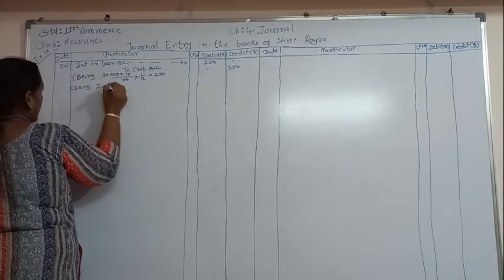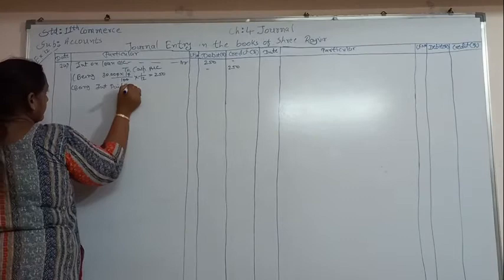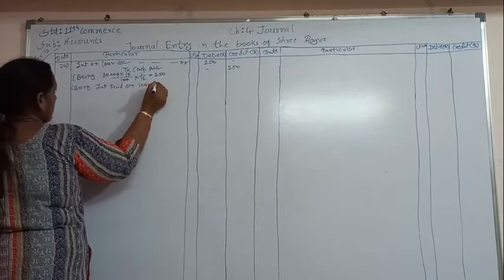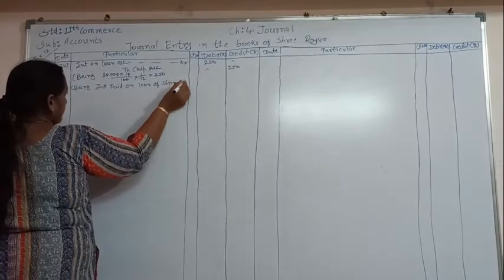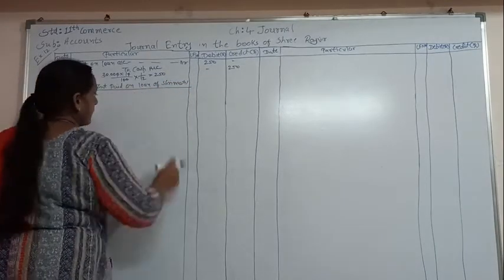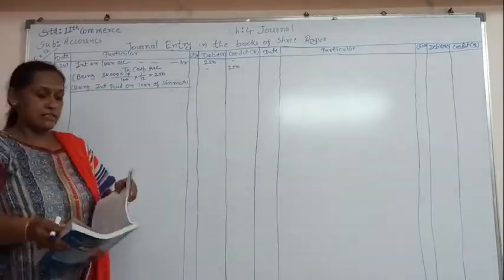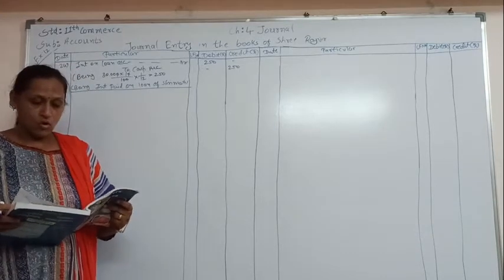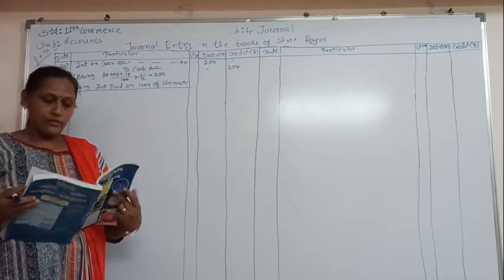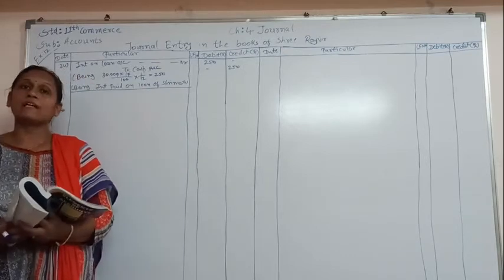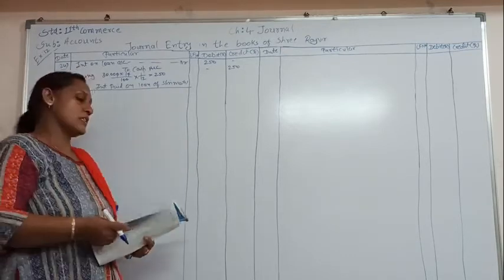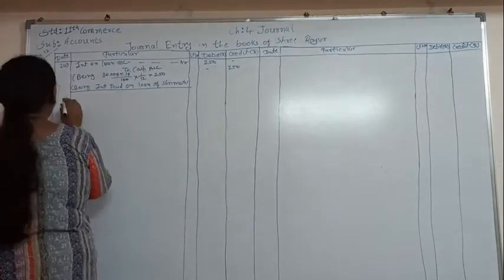Interest paid on loan of Srimati. Now let's see the next transaction, and the next transaction is of 25: goods destroyed in railway accident. So here, loss due to accident account is debited to purchase. The journal entry is supposed to be passed.